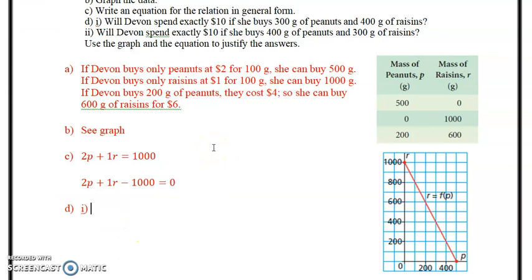Will Devin spend exactly $10 if she buys 300 grams of peanuts and 400 grams of raisins? Okay. So let's check this out. If this left-hand side equals the right-hand side, then it will work, right? So we write our equation.